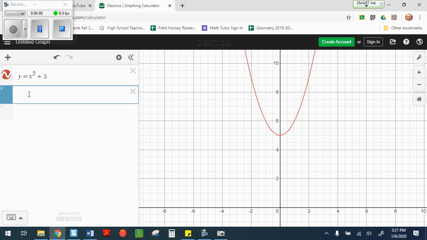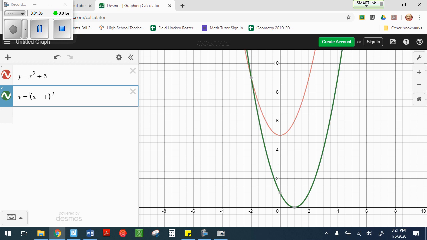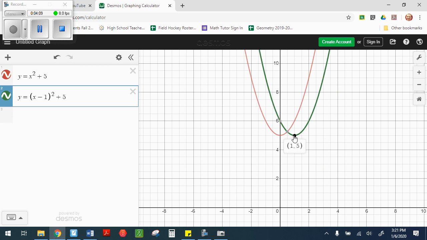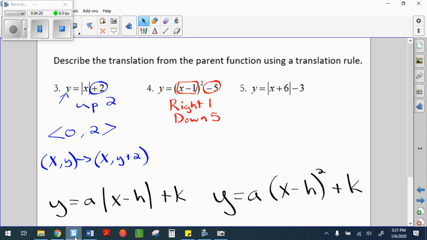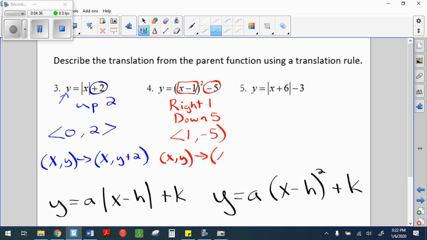And if I put that 1 in there, y equals (x - 1) squared plus 5. Notice how it moved my graph 1 unit to the right. So that -1 on the inside actually moves it to the right 1. So when you're doing an algebra transformation, the inside number does the opposite of what you would expect it to do. So that means that my vector notation is going to be <1, -5>. Okay, right 1, down 5. And my coordinate notation is going to be (x, y) turns into (x + 1, y - 5).